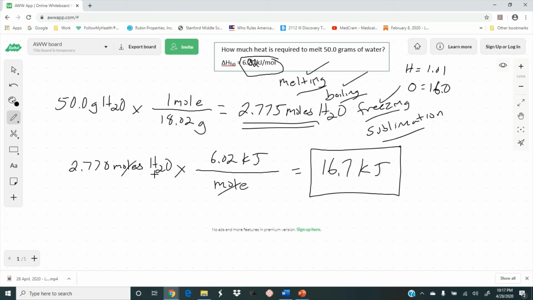As long as you know how to do this, you just multiply by your heat of fusion or your heat of vaporization. That'll get you your energy, joules or kilojoules. In this case, it was already kilojoules.